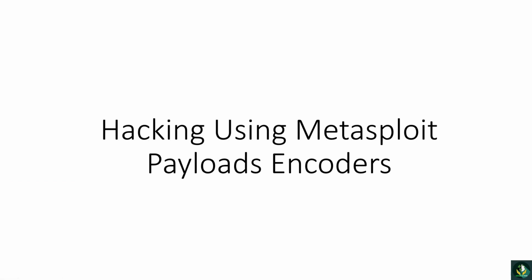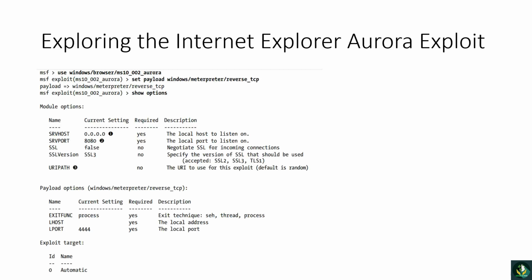Hello everyone, in this lecture we will be talking about hacking using Metasploit payloads that use encoders. Let's first talk about exploiting Internet Explorer. You know the basics of how heap spray works and how we can dynamically allocate memory and fill up the heap with NOPs and shellcode. Then we will be leveraging an exploit that uses this technique, something found in nearly every client-side exploit.